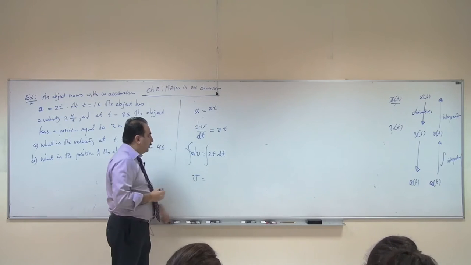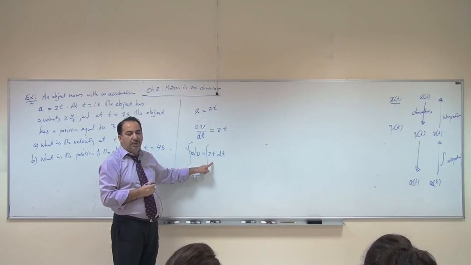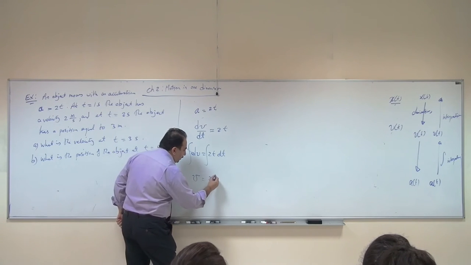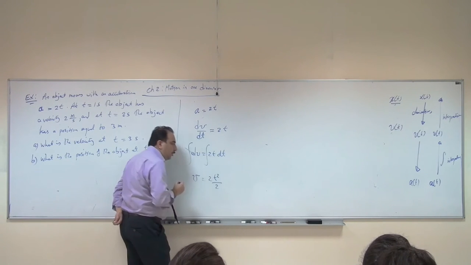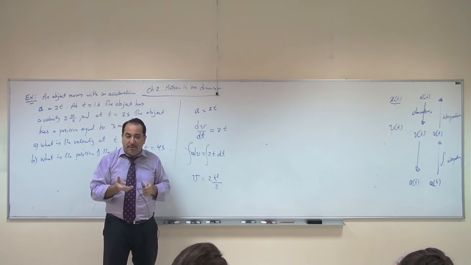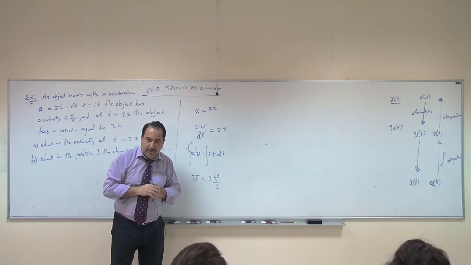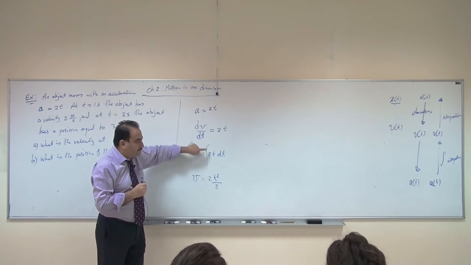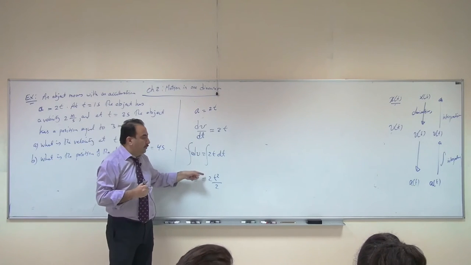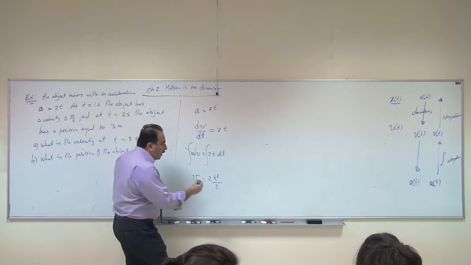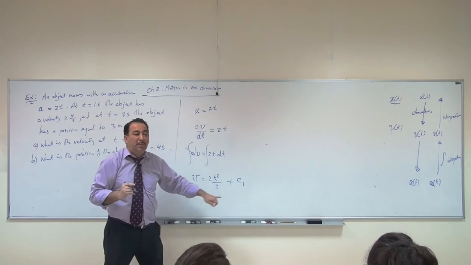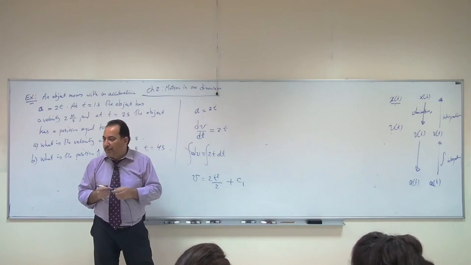v. Here you are integrating what? 2 is a constant, t dt. So it's 2 t squared over 2. Remember, when you integrate, either you have a definite or indefinite integration. Definite means you have limits. Indefinite, when you don't have. Here we have no limits, so we have to add a constant, plus C1. Don't just put C, put C1, because we have more than one C.